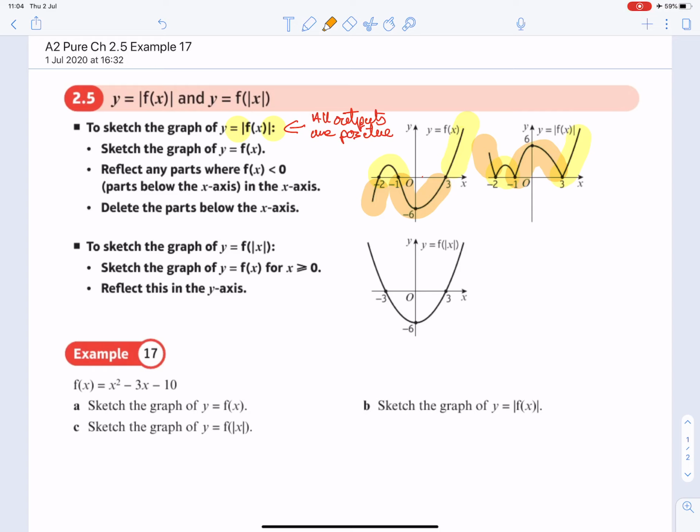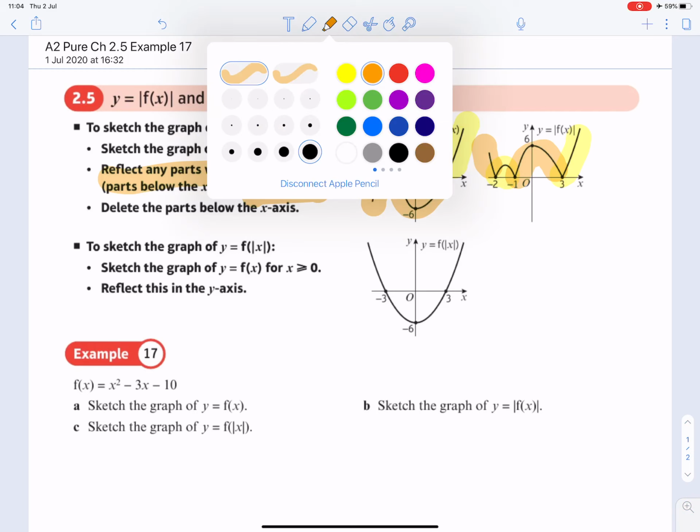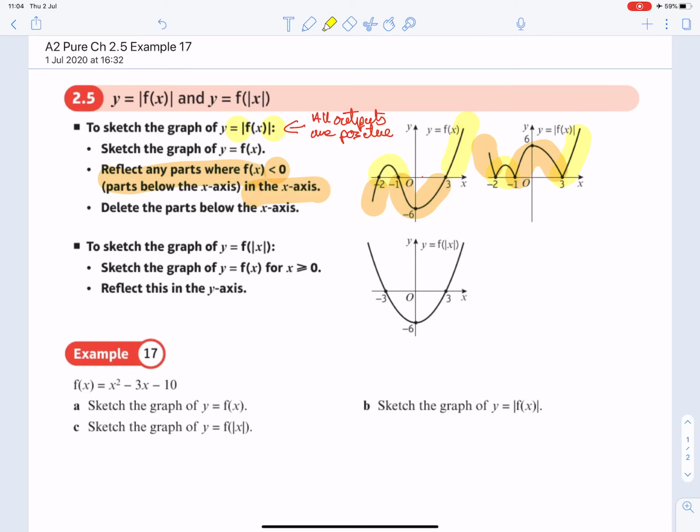So they get reflected in the x-axis. Right, so reflect any parts where f of x is less than 0 in the x-axis, and then delete the parts that are below. Secondly, if we now look at our next function, I'm going to undo those so I can use the original graph again.